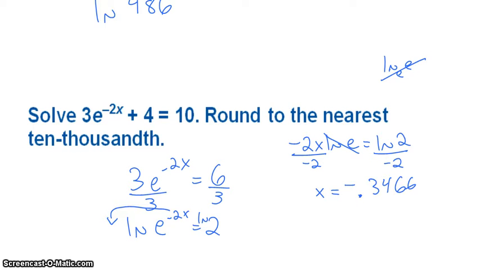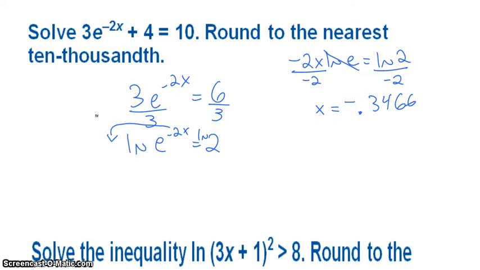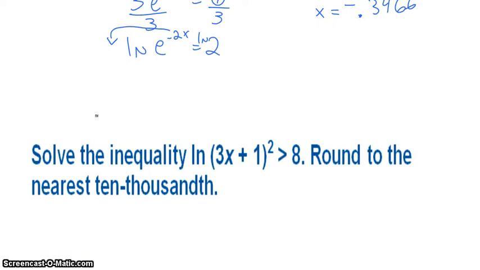Similar strategies to what we did with logs, it's just we've got an e that we've got to worry about. It would be the same thing as if that was, say, a 5. We would do the same exact thing, except we would take the log base 5 of both sides. Natural log is just easier because our calculator will do it for us.